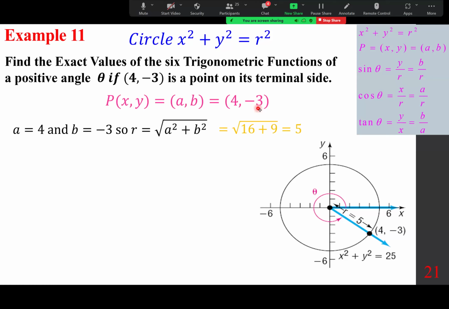All right. So what is sine? Y over R, or B over R? B over R, minus 3 over 5. Cosine theta is A over R, 4 over 5. And tan theta is B over A, -3/4.